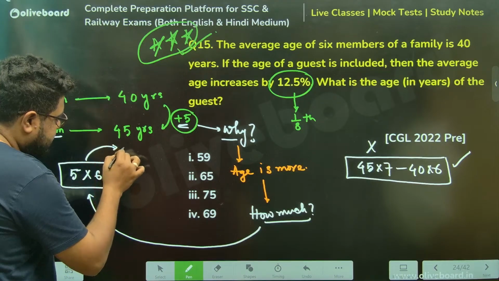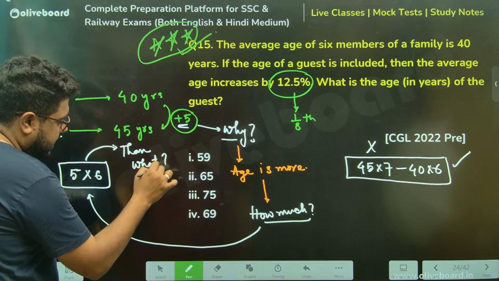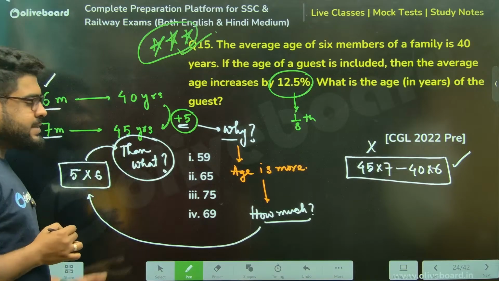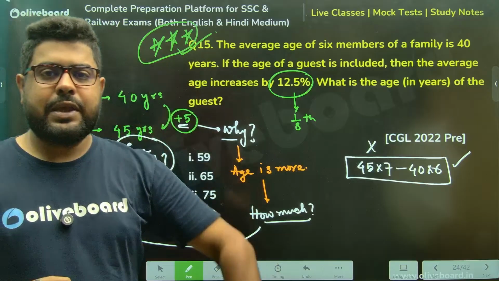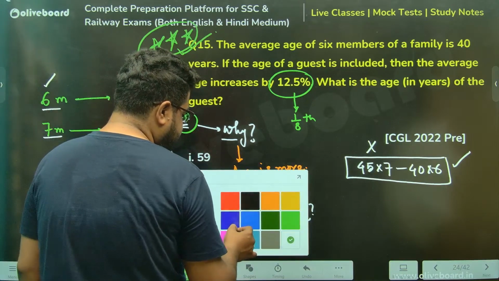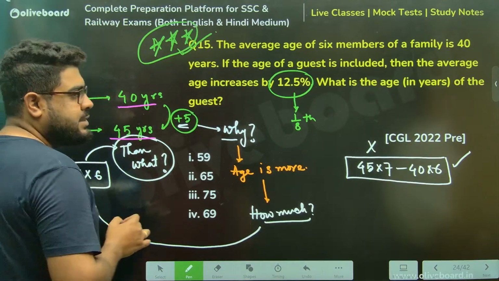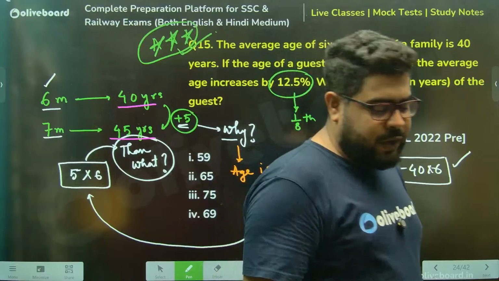Next question is the third. So he is this much older than what, sir? Than the average age. Now there is a big problem. What problem? This is also an average age. This is also an average age. Which one should we take?